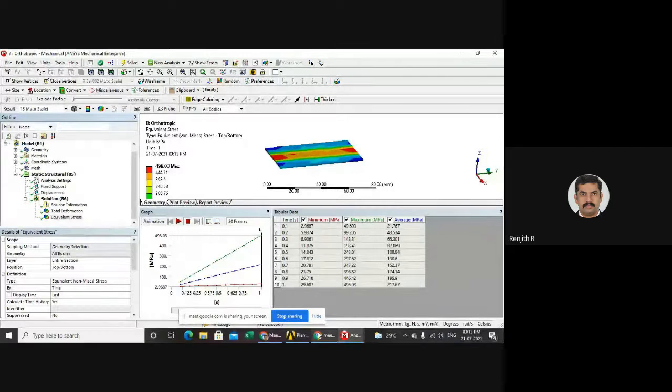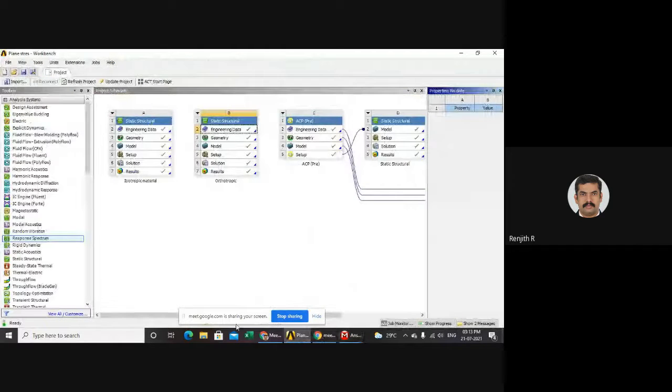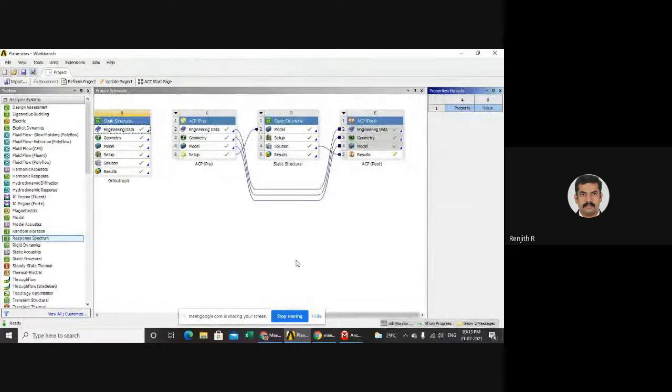And the next one is with the help of ACP, which means ANSYS Composite PrePost. ANSYS Composite PrePost is actually dedicated software to create composite materials, and irrespective of the material, with the help of the rule of mixtures, ANSYS will calculate the composite properties, and that will be inputted to the analysis. That's the beauty of ACP.